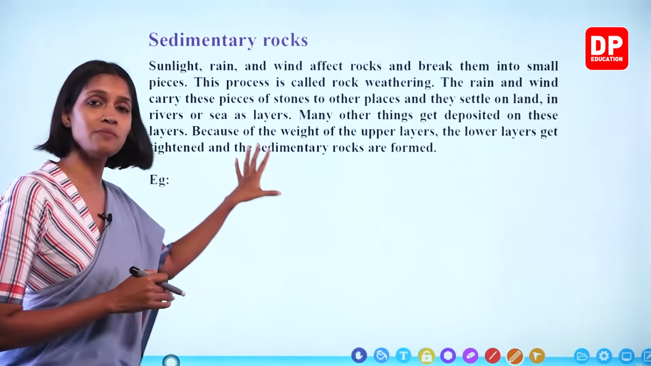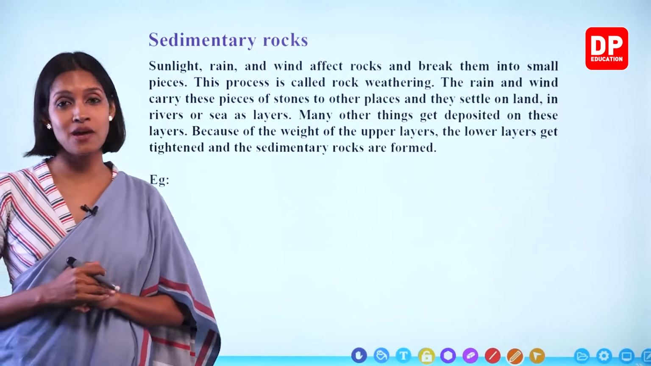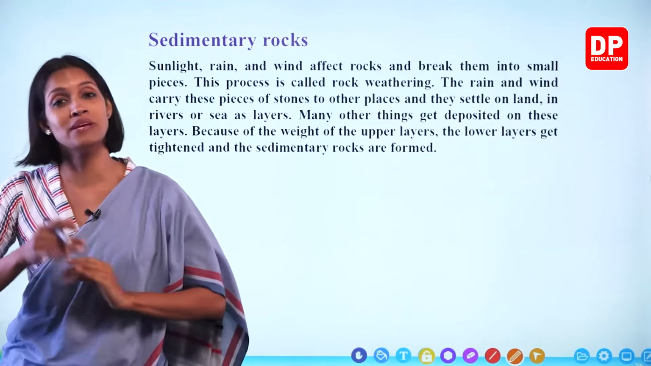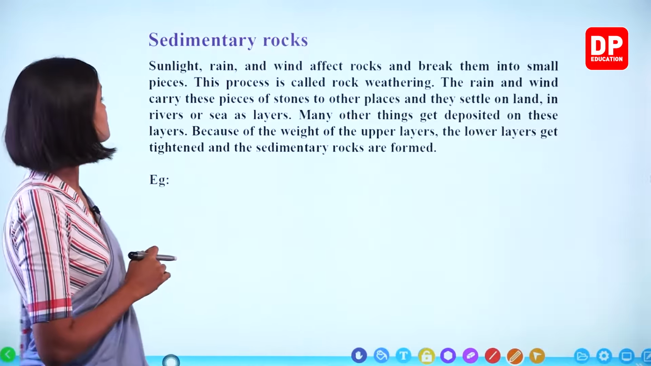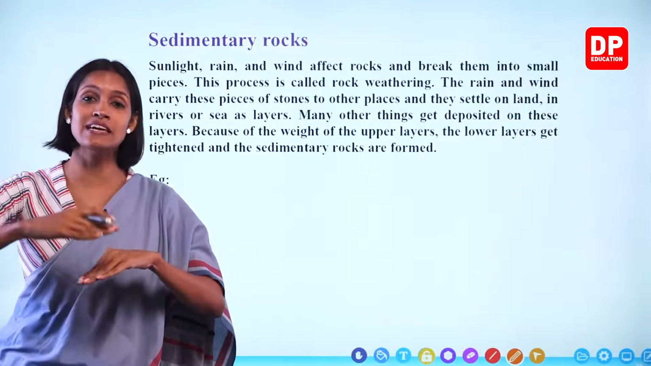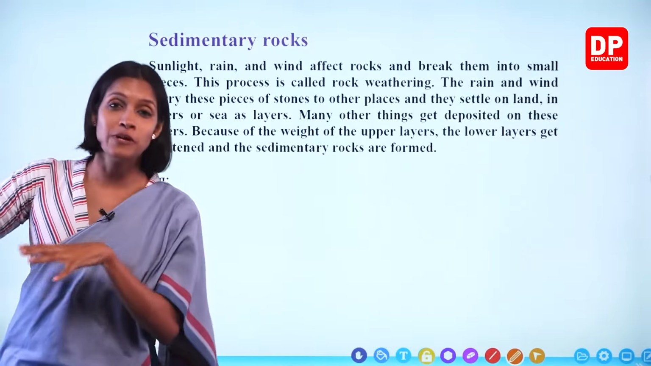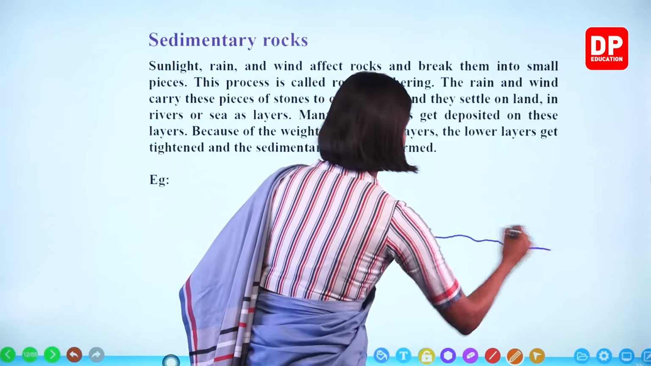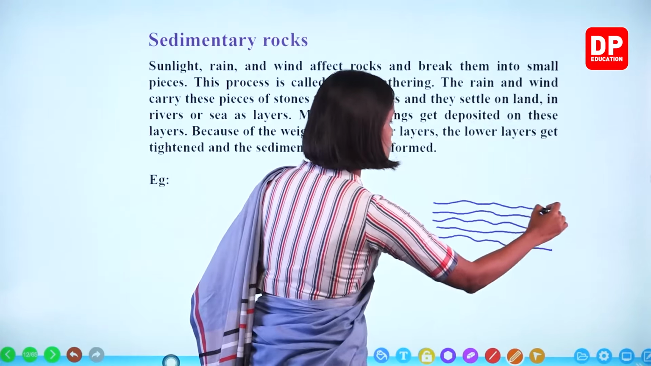This can happen in just any place, right? On the land, at a different place, this can happen. They move away by wind and water and settle on another place. It can be land, it can be a river bottom or even the oceanic bottom. So that happens as layers with time, layers and layers, these small pieces of rock settle at one place, a new place. When this happens, one rock layer over the other rock layer, what happens?